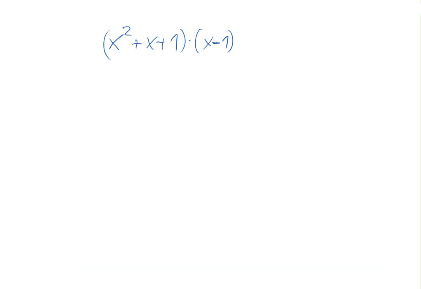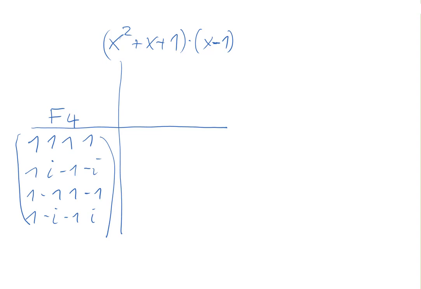Here I show you an example. We multiply the polynomials x squared plus x plus 1 and the second polynomial x minus 1. So the resulting polynomial has degree 3. So we have to use the Fourier matrix F4 using the fourth roots of unity, which are 1, i, minus 1, and minus i. So we write down the matrix F4. This matrix F4 consists of the fourth roots of unity.